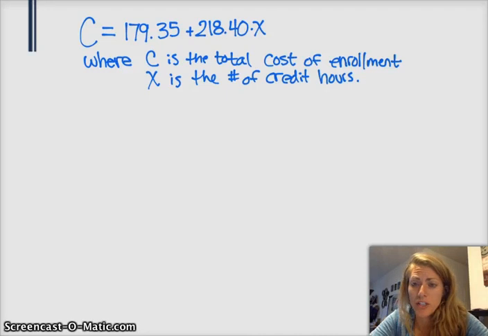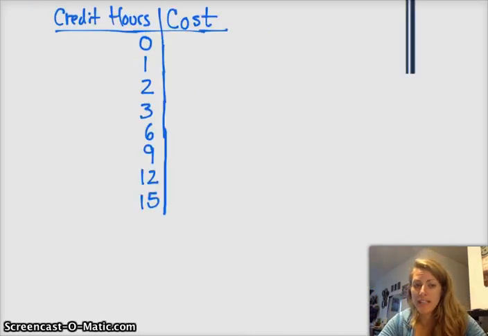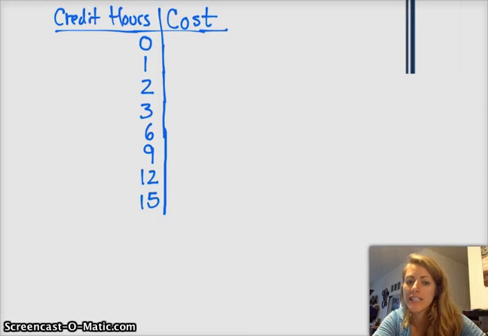Okay, so from there we can just make a table, X versus C, and then we can make a graph, X versus C. X is going to be my independent axis, my x-axis, and then C is going to be my y-axis. Okay, so for my table, notice I picked 0 credit hours, 1 credit hour, 2, 3, 6, 9, 12, and 15 credit hours.